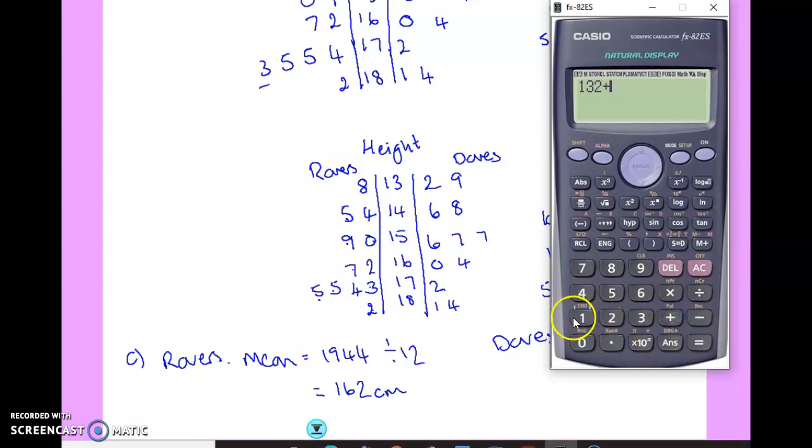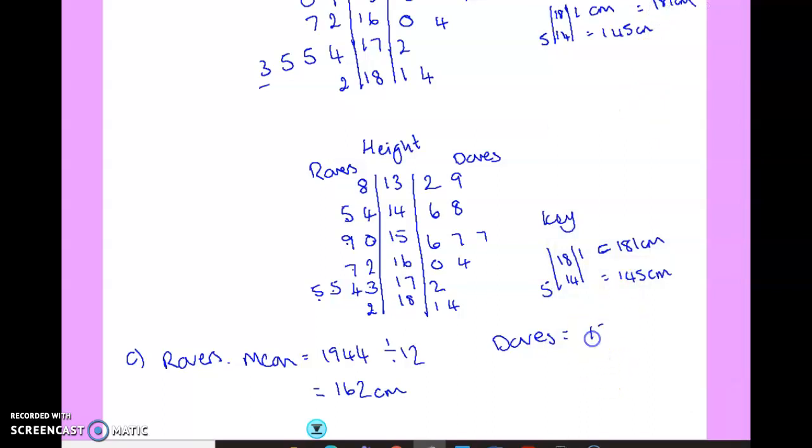Let's do the same for the doves. 132 plus 146 plus 148 plus 156. Which is 1757. And there should be 12 as well. 1, 2, 3, 4, 5, 6, 7, 8, 9, 10, 11, 12.